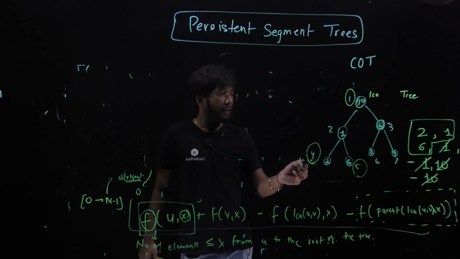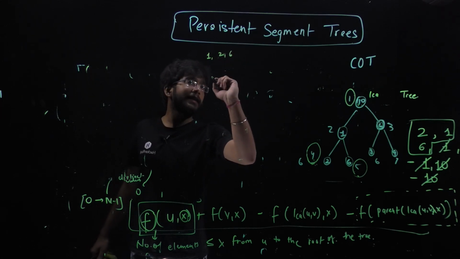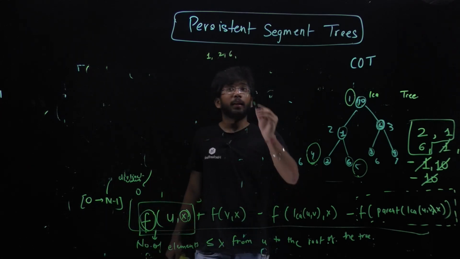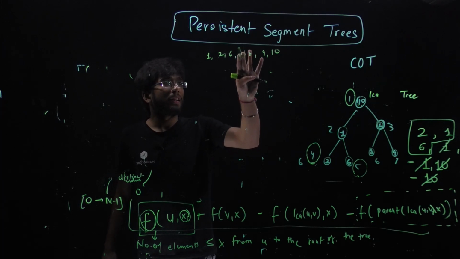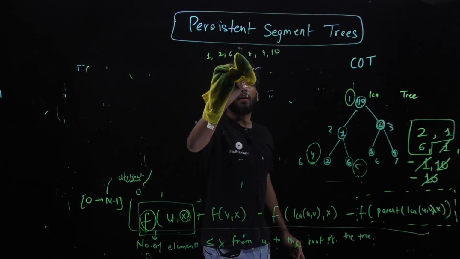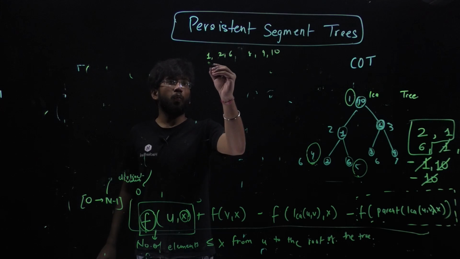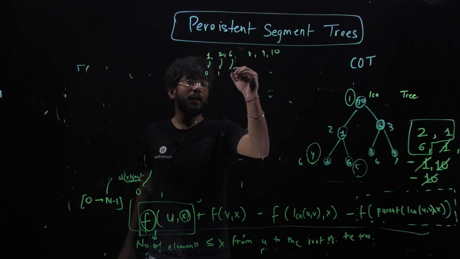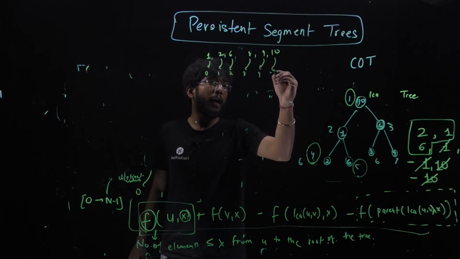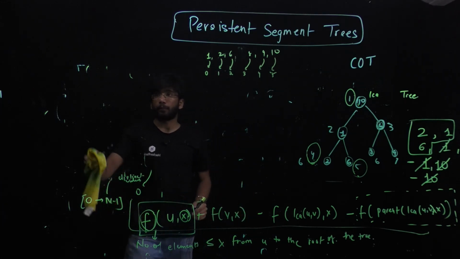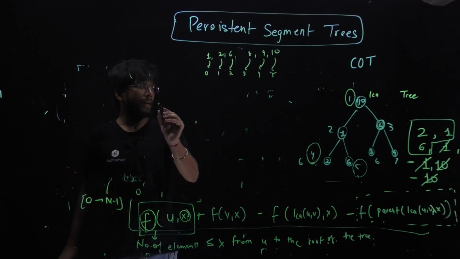First of all, in this case, we have the distinct values 1, 2, 6, 8, 9, 10. Since I'm considering the distinct values, I can remove this, and I can perform a coordinate compression over here. So 1 would map to 0, 2 would map to 1, 6 would map to 2, 8 to 3, 9 to 4, and 10 to 5. And now we'll go onto this tree.